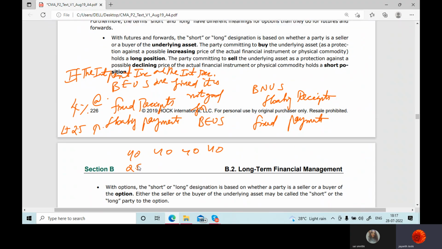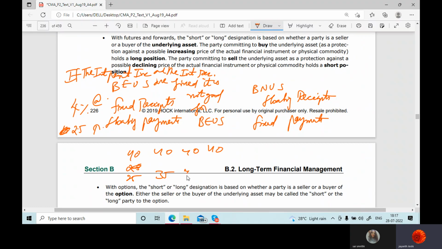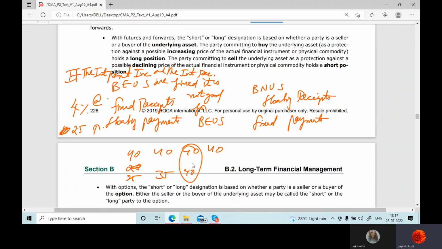I explained why, because 40 they are going to receive every time, but their payments are increasing. If the rate is right now 2.5, on suppose $1,000, 2.5 is 25 rupees. Again LIBOR has increased, let's say it has gone to 3.5 now, so 35, again it's gone to 40. So the receipt is 40 and the payment is 40, so 0. So that is worrying them, correct?